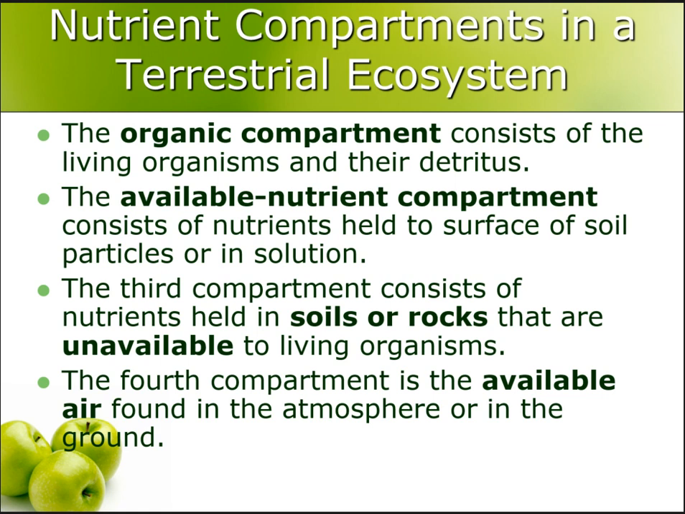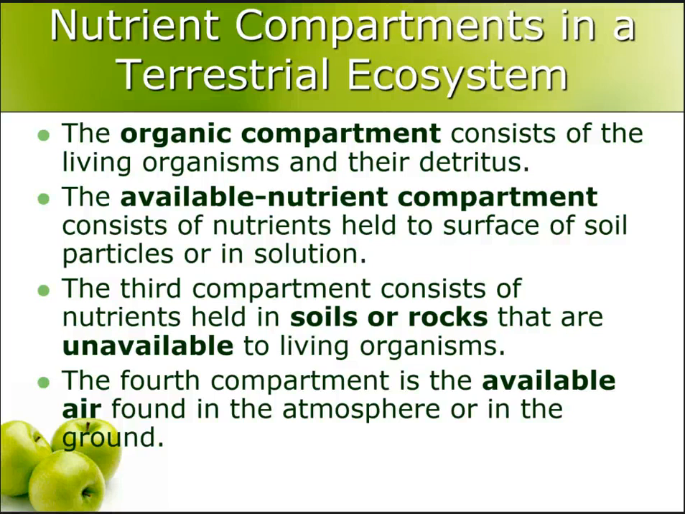Okay. Now, we're going to talk a little bit about the ecosystem in terms of 4 different compartments. There's the organic compartment, and that is the living organisms and their detritus, which is parts and waste and stuff. The available nutrient compartment, typically that is what is going to be held onto the surface of soil particles, or it's in solution in water and can be taken up by plants through their roots. Okay. Some of those things are actually going to be in the air, which is that 4th compartment, right? Available air. So some nutrients are in the air.